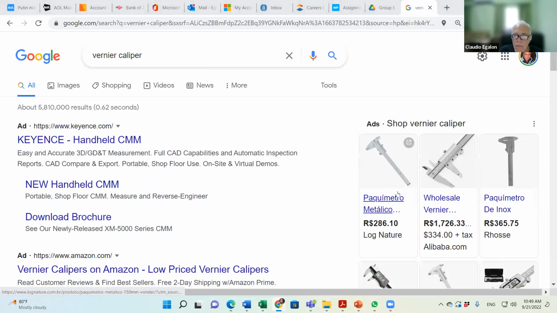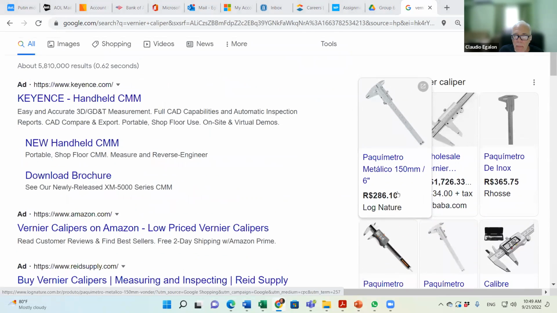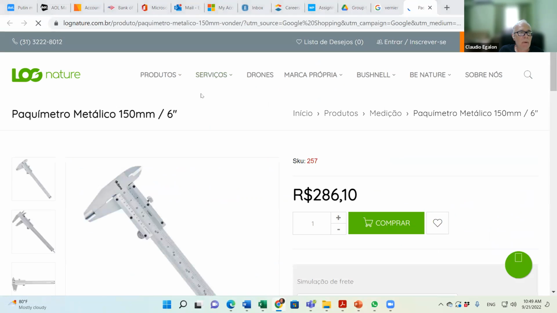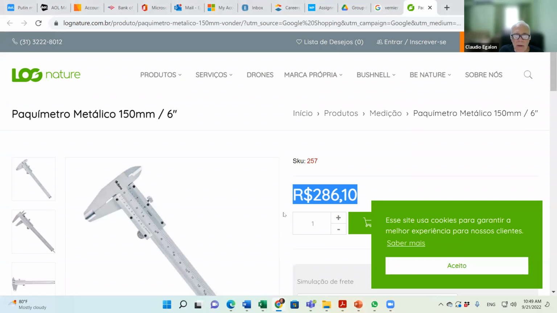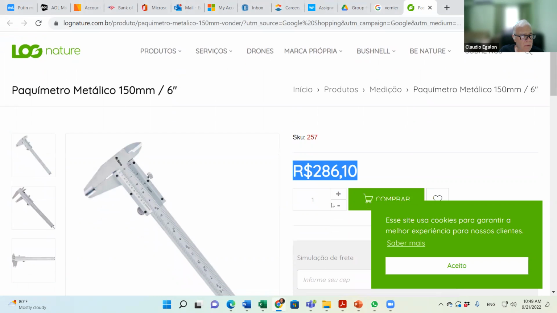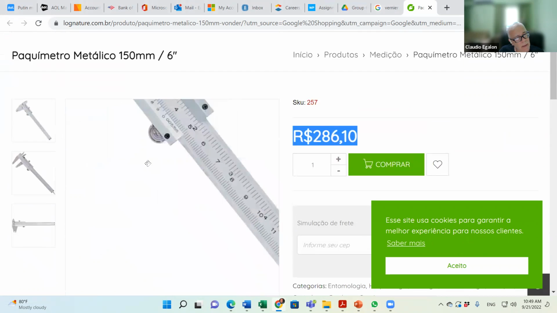Okay, here's one of them, a metallic one, a metal vernier caliper. This one is being sold for, let's see, $50 more or less. That's in reals, in Brazilian currency. Divided by 5, it's around $50, $60. That's how they look.